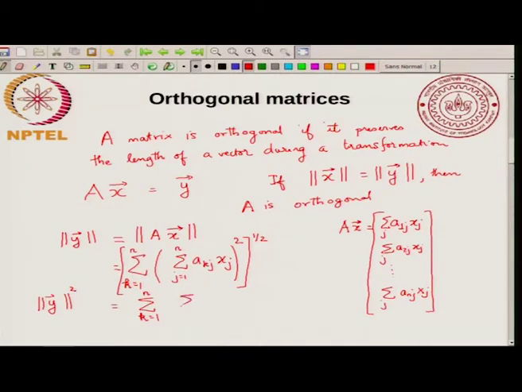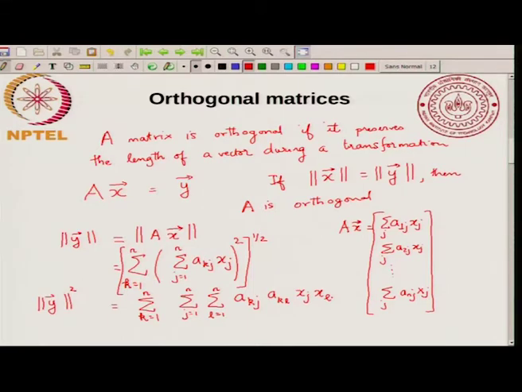So, what I will write this as is a sum over, instead of j I will write, j equal to 1 to n, sum over L equal to 1 to n. And what I have is A kj A kl xj xl. So, this is exactly the square which I wrote in this form. So, now what this implies is that this should be exactly equal to sum over xj square, right.